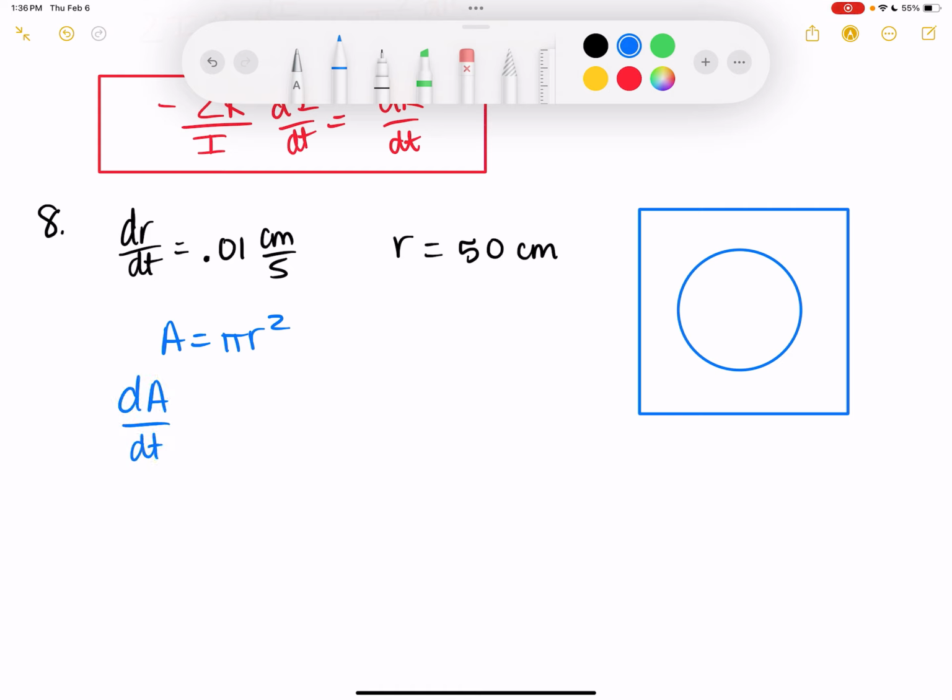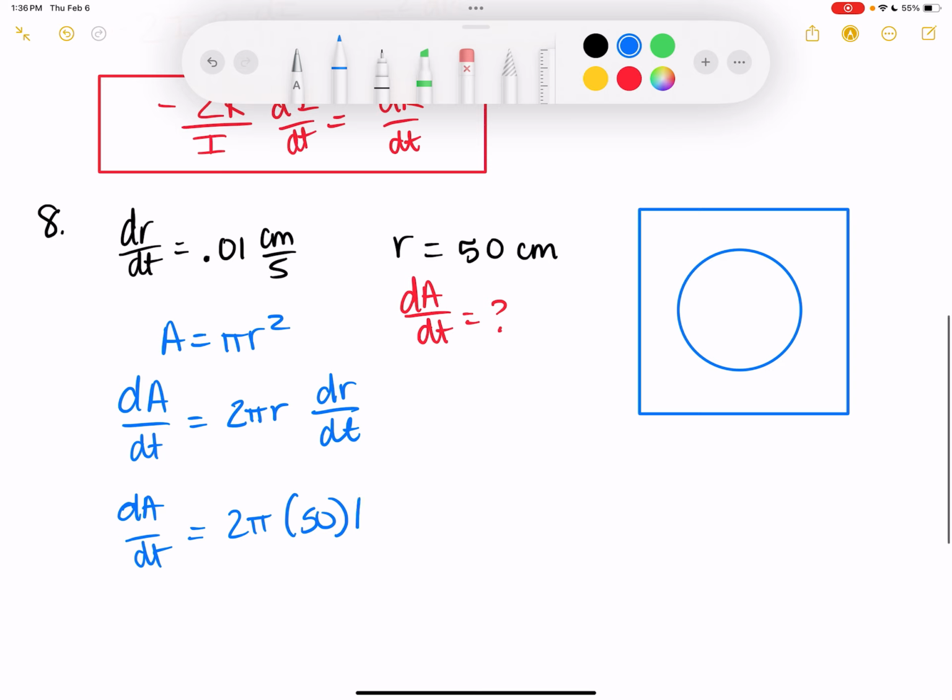All right, derivative of this. dA/dt is equal to 2 pi r dr/dt. Again, I obviously could have found the area of this, but I don't need it because I don't need area to be subbed into the formula. I'm solving for dA/dt. So plugging in, dA/dt equals 2 pi times 50 times 0.01.